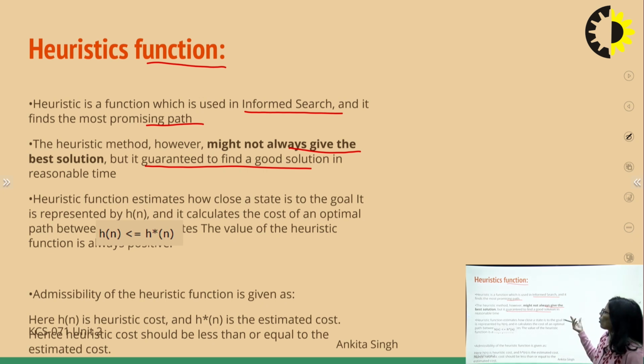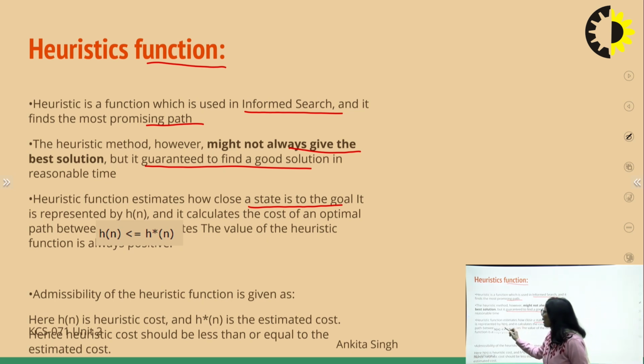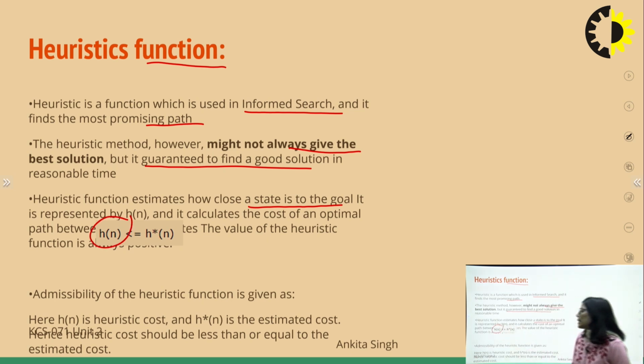So we can always say a heuristic method will always give you a good solution, but it does not guarantee you the best solution. Now, the heuristic function always estimates how close a state is to the goal. It is depicted by h of n. This is your heuristic value, and h star n is the actual value.